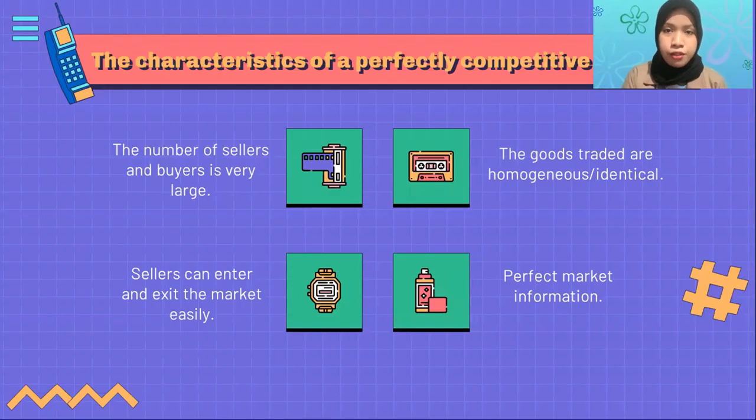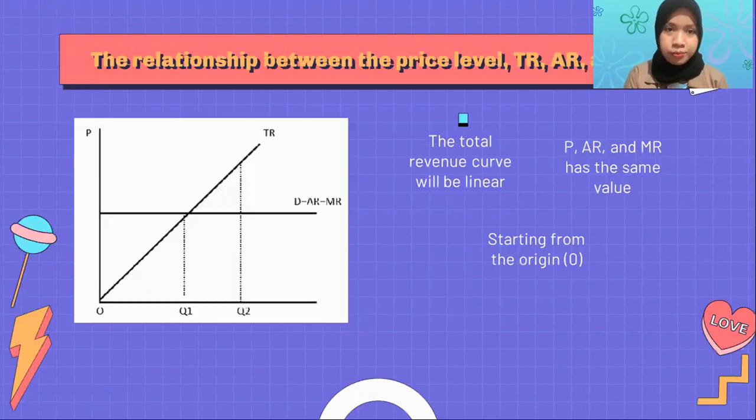The characteristics of a perfectly competitive market: the number of sellers and buyers is very large. The goods traded are homogeneous or identical, and sellers can enter and exit the market easily. Perfect market information is very clear.